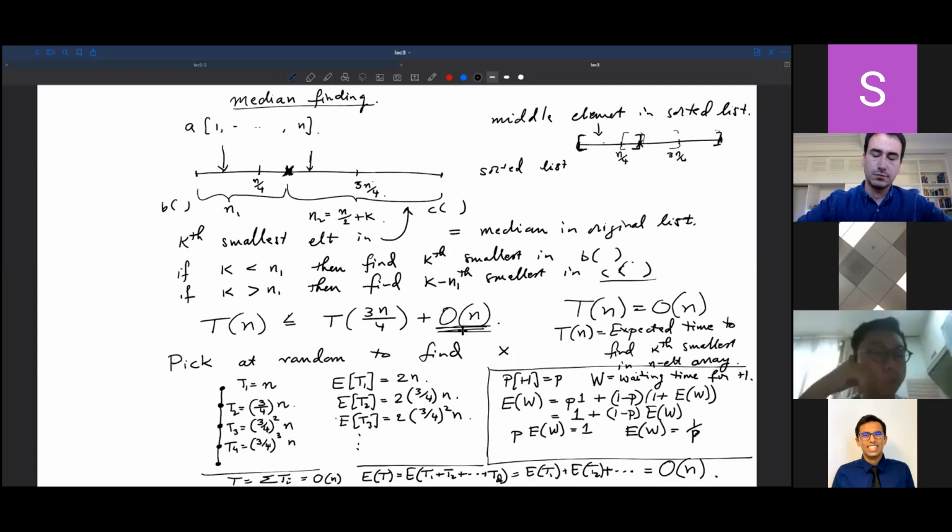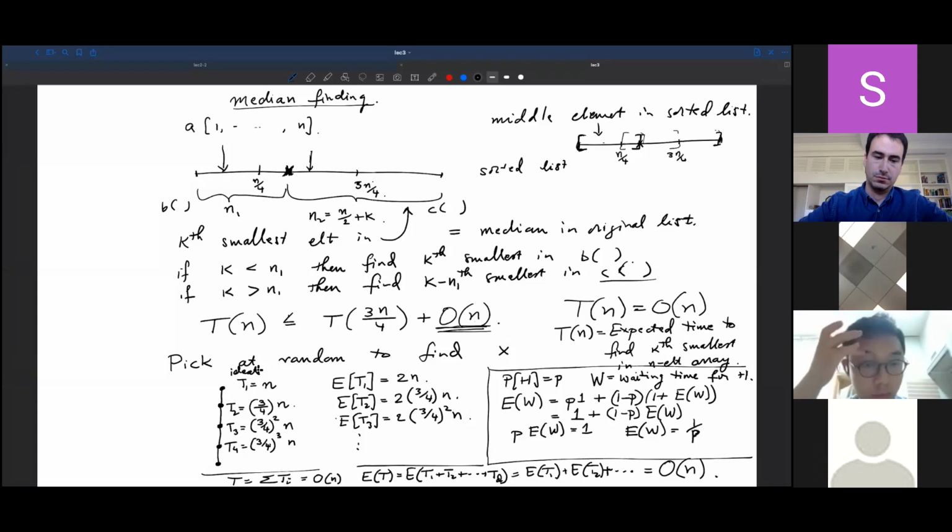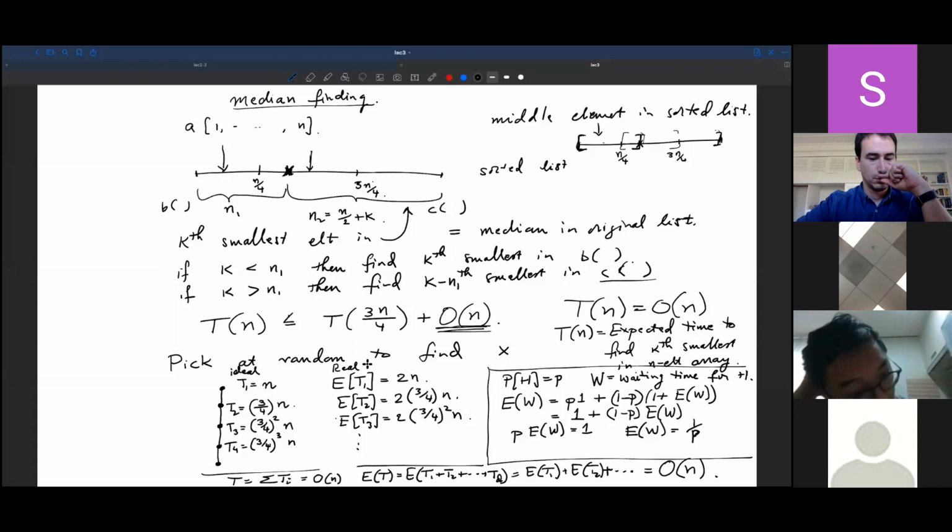Hi, Professor. I have a question. If d1 equals n, why is the expected value of t1 2n? Sorry, this was the ideal case where we can magically pick the element in the middle. The ideal case doesn't exist. If we were doing the ideal thing, then it would take us only n steps.